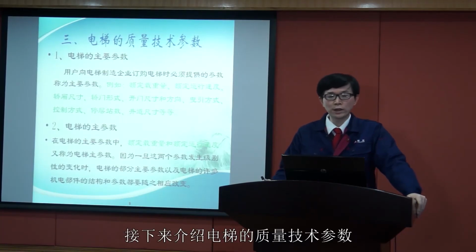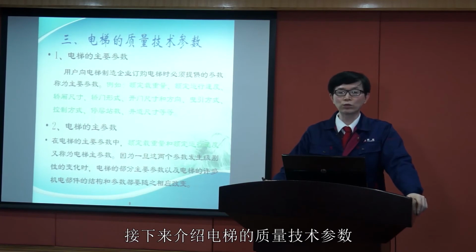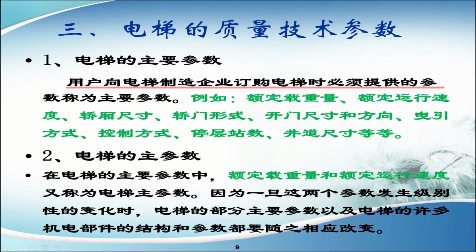Next, we introduce the quality technical parameters of the elevator. The parameters that a user must provide when ordering an elevator from an elevator manufacturer are called the main parameters, such as rated capacity, rated speed, the size of the cage, the car door open form, size and direction, traction mode, control mode, number of stops, and so on, a total of 16 such parameters.